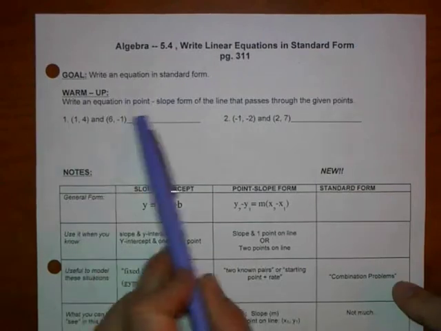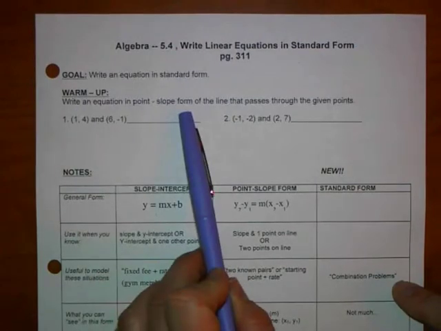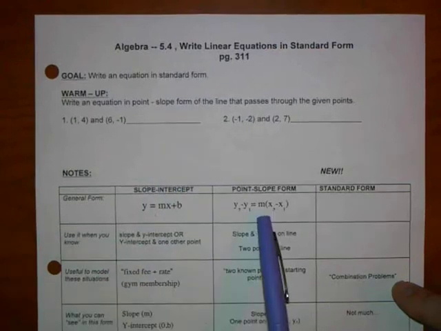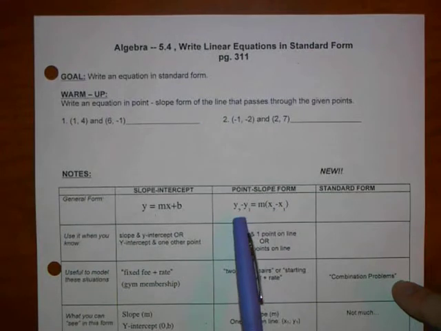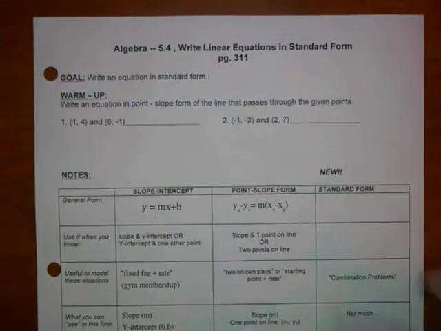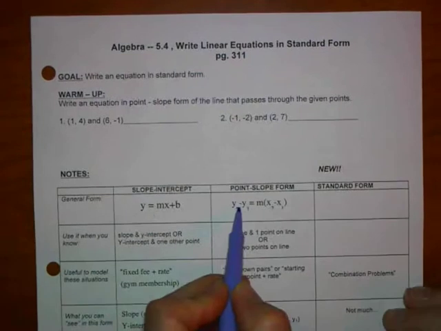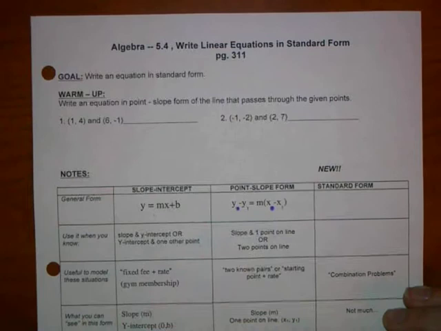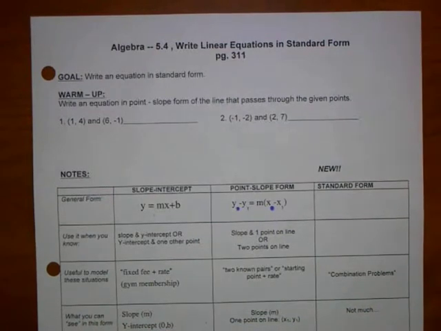So write an equation in point-slope form of the line that passes through the given points. If you don't remember point-slope form, look, it's right there. Oh, look at that. There's supposed to be a 2 and a 1 there, but I didn't teach you that, so let's take that off there. y minus y1, x minus x1. Okay? Alrighty, give it a try.